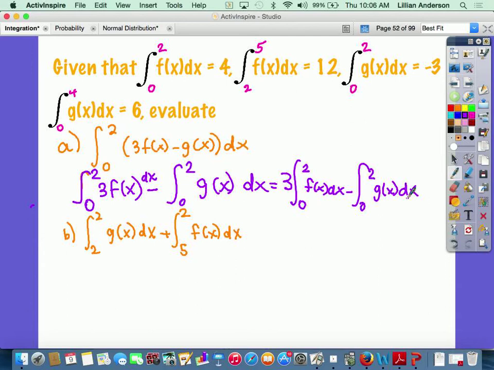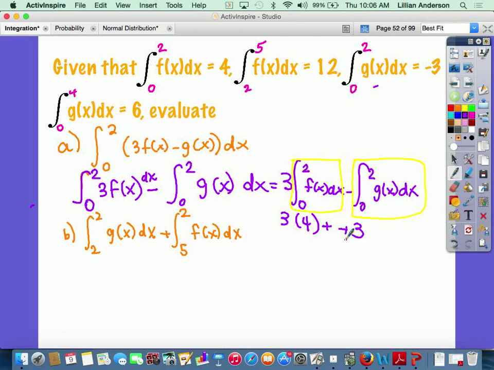Now, from 0 to 2 of f of x dx, what does that equal? 4. It equals 4, because it was right here, it was given to you. So that means I can replace this entire part with a 4. So this becomes 3 times 4 minus, what is that value? Negative 3. It gives it to you right here. So from 0 to 2 of g of x dx equals negative 3.